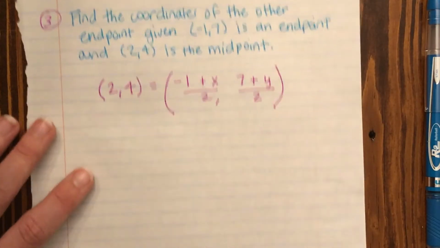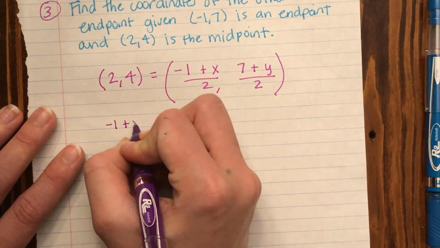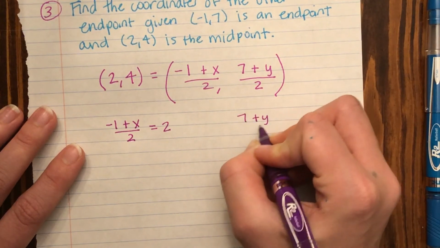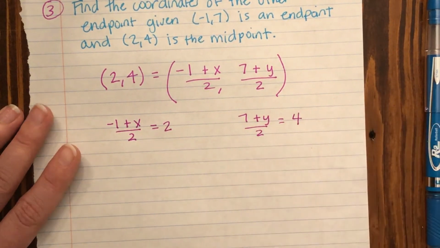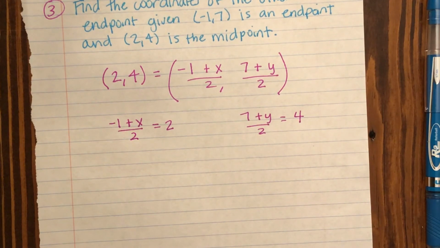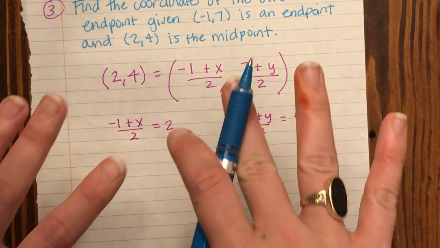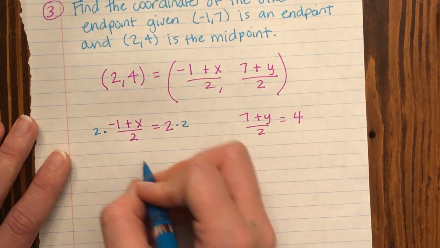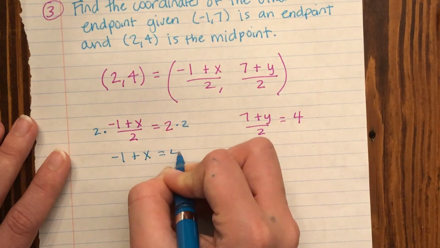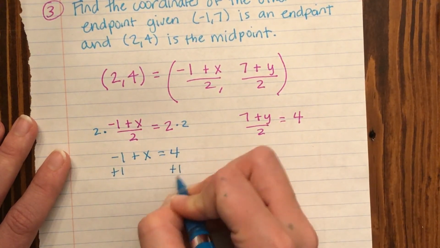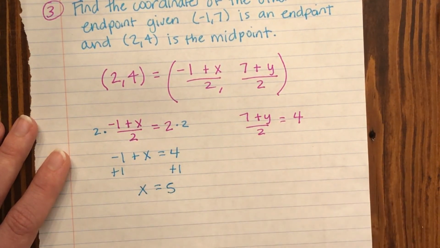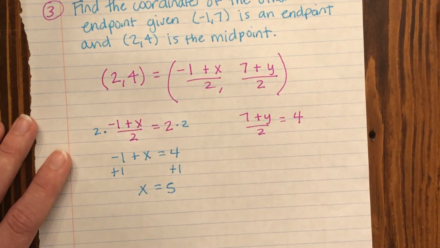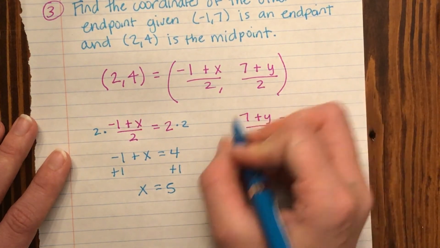For those of you who can't, remember, negative 1 plus x divided by 2 has to equal 2. And 7 plus y divided by 2 has to equal 4. These are two-step equations. Okay, let's do this really quickly. This is showing the work. Okay, this is x. If I multiply by 2 on both sides, I'm blowing out my fraction. So negative 1 plus x equals 4. And then you just have to add 1. x is 5. Let's check. What's negative 1 plus 5? 4. 4 divided by 2? 2. It works.